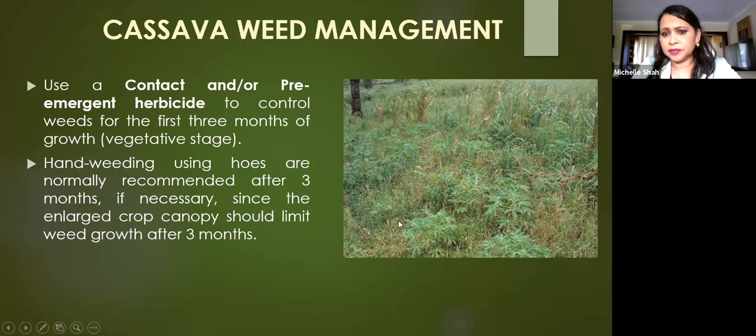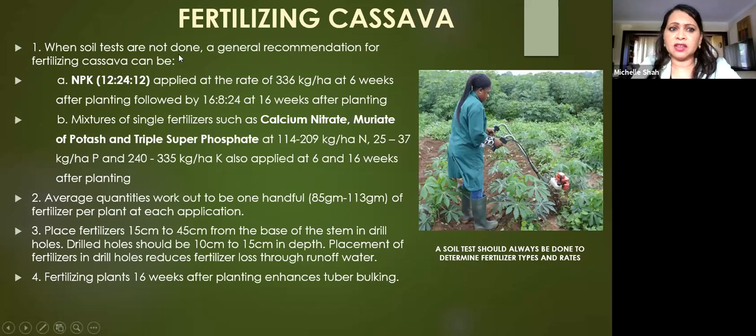Fertilizing of cassava. When soil tests are not done, a general recommendation for fertilizing cassava can be NPK of 12, 24, 12 applied at a rate of 336 kilograms per hectare at 6 weeks after planting, followed by 16, 8, 24 at 16 weeks after planting.